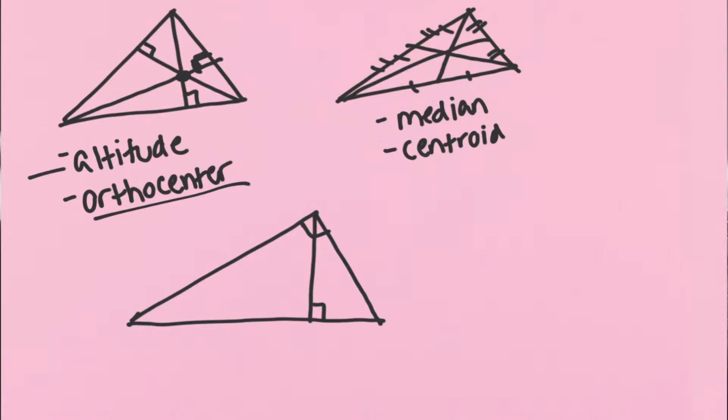That's what we're going to be looking at in this video, but just as a review, the median is connecting the vertex to the midpoint of the opposite segment, not necessarily making a right angle, and the intersection of all the medians is the centroid.